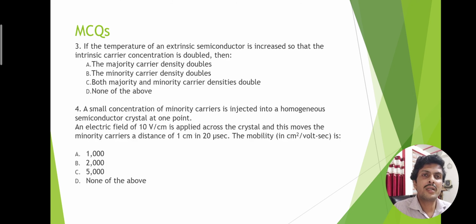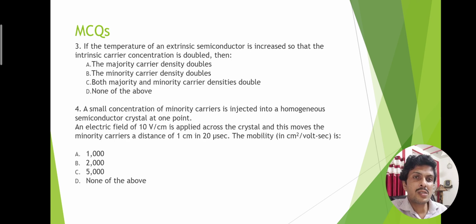If the temperature of an extrinsic semiconductor is increased so that the intrinsic carrier concentration is doubled, then the majority carrier density doubles, the minority carrier density doubles, both majority and minority carrier densities double, or none of the above. That you have to calculate. So all these problems will be solved in the class. Now before that, these are the homeworks given.